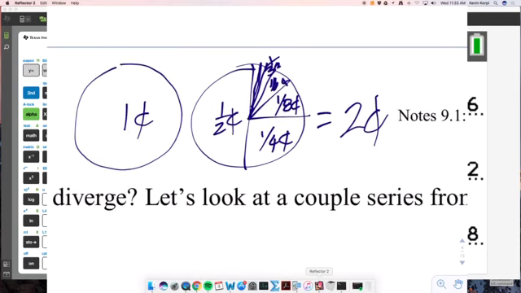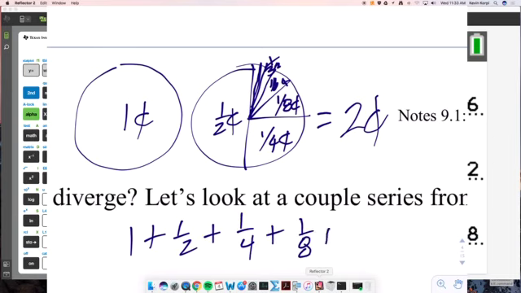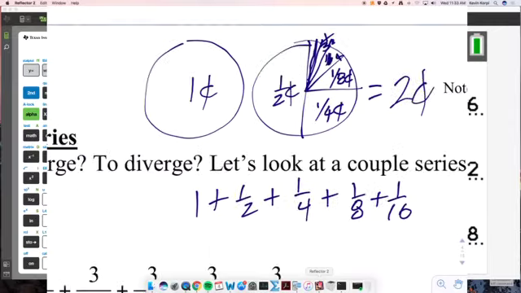Yeah. And it is actually geometric. What we're doing here is 1 plus a half plus a fourth plus an eighth plus a 16th. And do you recognize that?